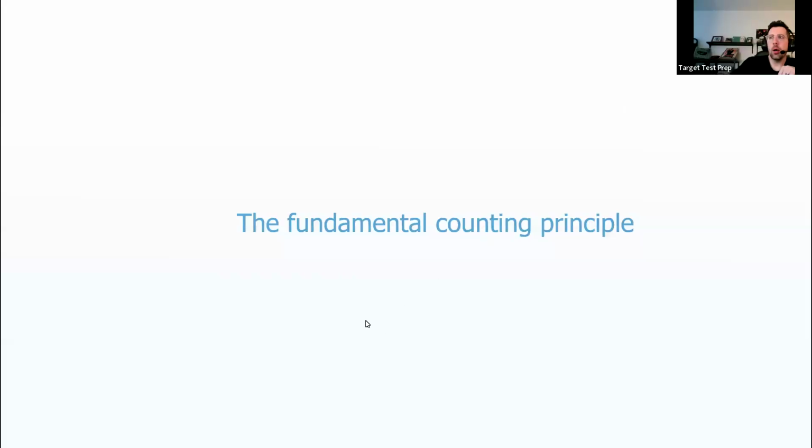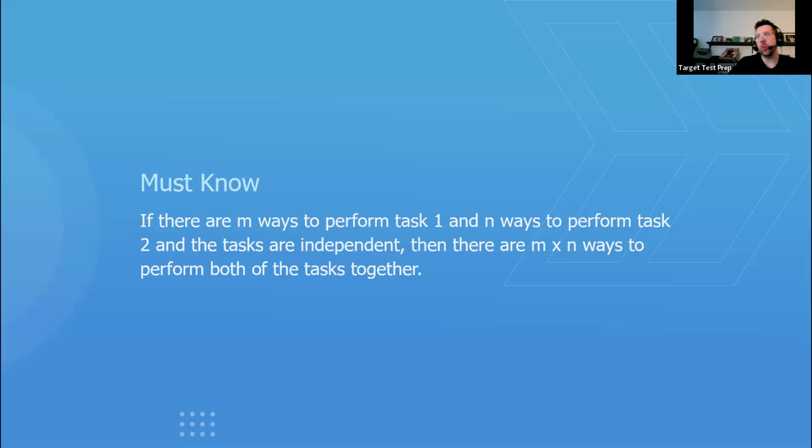Okay. So the fundamental counting principle just basically means how do you calculate how many ways something can happen given certain constraints? If you're just talking about one task and there's 5 ways to do that task, then obviously there's 5 ways to do that task.